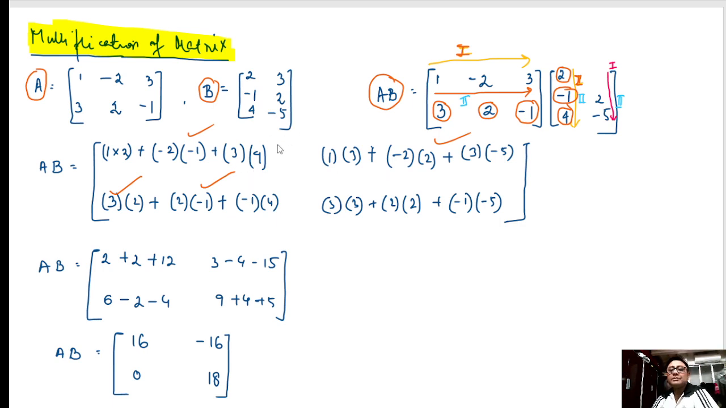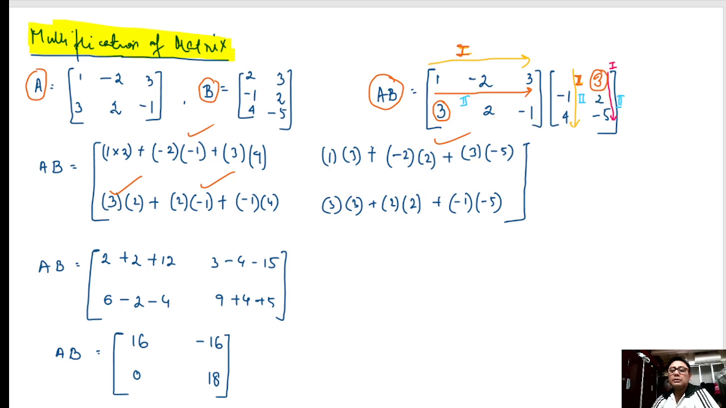Okay, and next what we want to do is, let us first erase it. Now we want to do 3 into 3, then 2 into 2, and then minus 1 into minus 5. Okay, this is what we will be doing.